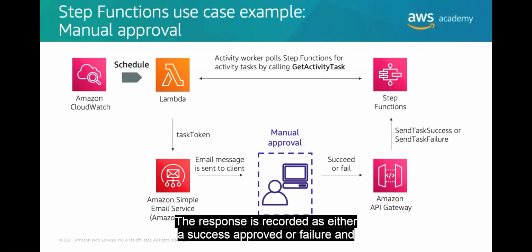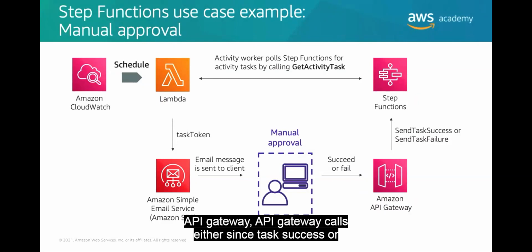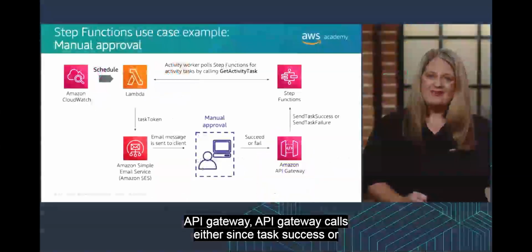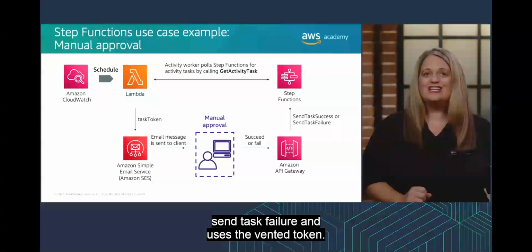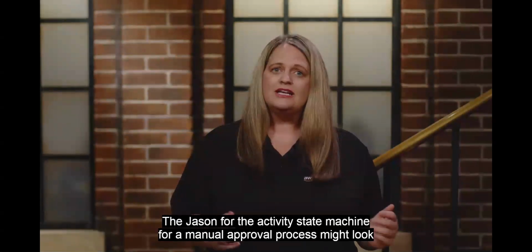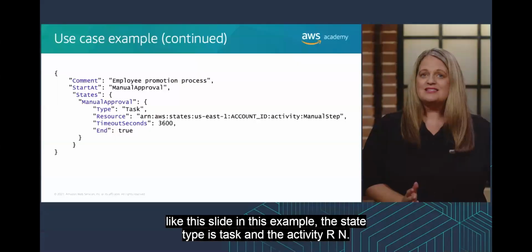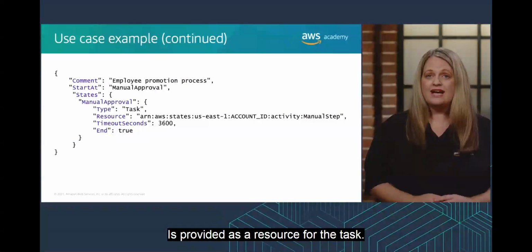The response is recorded as either a success, approve, or failure, and is sent as an API request to Amazon API Gateway. API Gateway calls either send task success or send task failure and uses the vended token. The JSON for the activity state machine for a manual approval process might look like this slide. In this example, the state type is task, and the activity ARN is provided as a resource for the task.